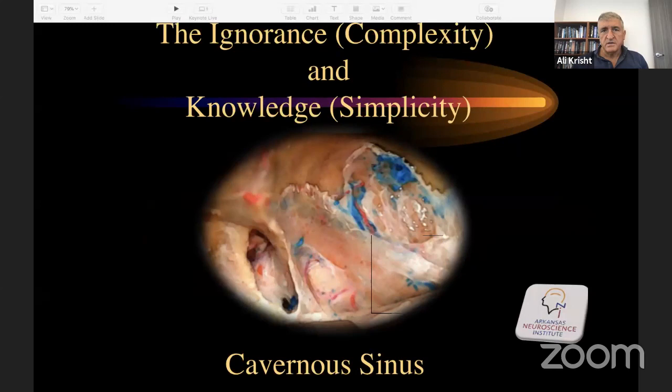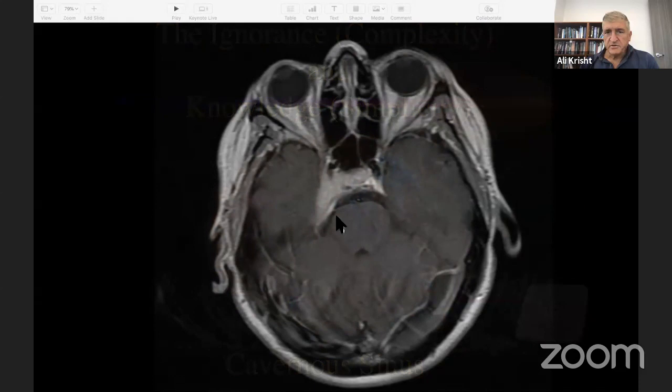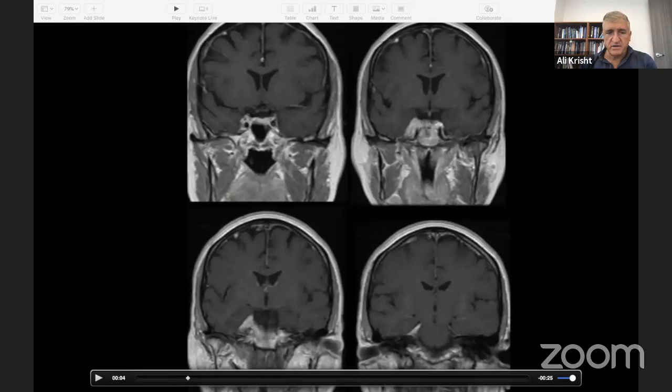So our lack of knowledge and ignorance about the cavernous sinus is what led a lot of people to consider it a complex, non-operable, and very morbid area. And our knowledge is what leads to making it feel very simple to navigate and operate in that region. So let's take a case like this, and I'll walk you through the steps and try to elaborate more on it. This is a tumor which is living exactly where I mentioned.